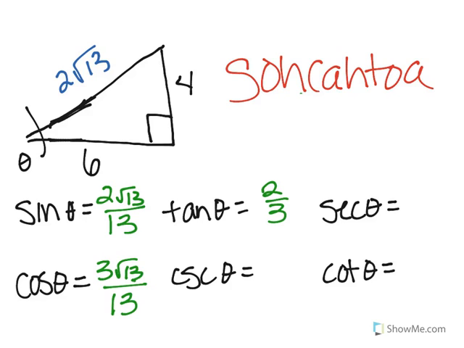But since we're dealing with a square root here, and that square root is in the hypotenuse, it might be better to do the opposite of SOHCAHTOA. So let's look at cosecant, which is the opposite of sine.